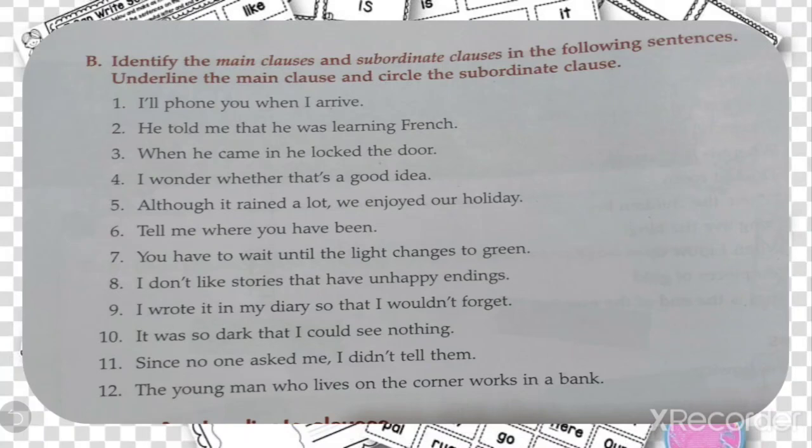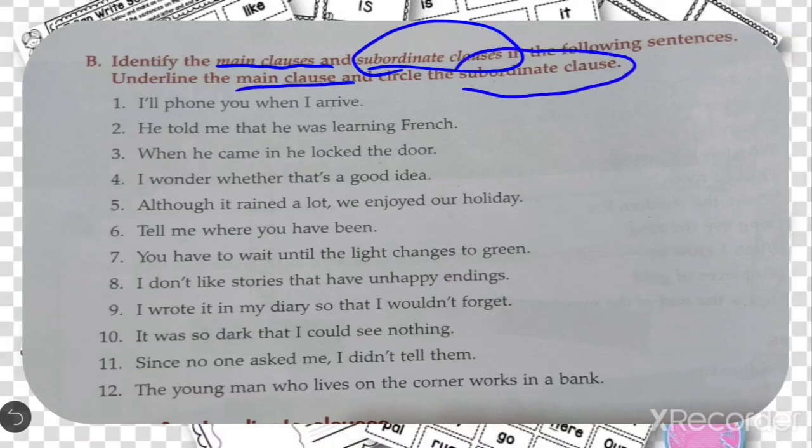Identify the main clause and subordinate clauses in the following sentences. Underline the main clause and circle the subordinate clause. Here, after identifying the main clause and subordinate clause, you have to underline the main clause and circle the subordinate clause. Now look at the first one. I will phone you when I arrive.